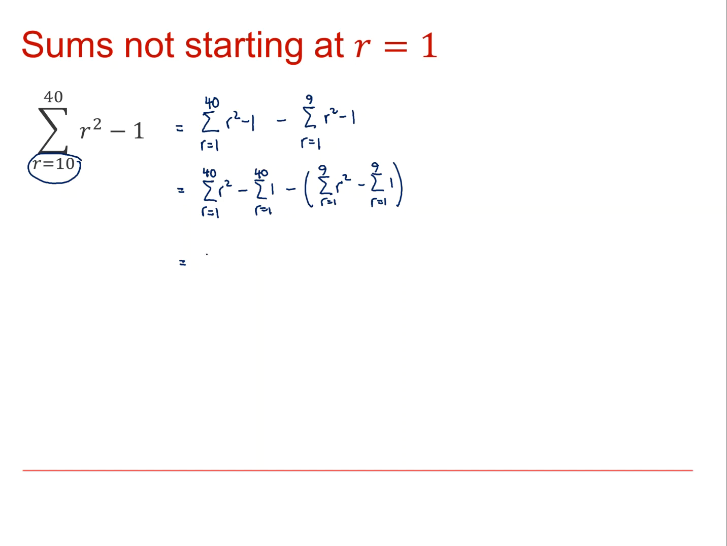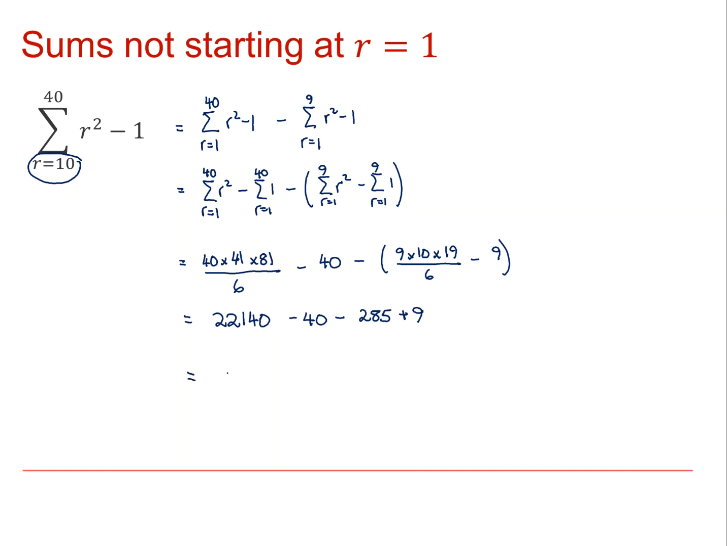Okay, that's 40 times 41 times 81 over 6. Take away 40. Take away 9 times 10 times 19 over 6. Take away 9. That's 22,140. Take away 40. Take away 285. Add 9, which is 21,824.